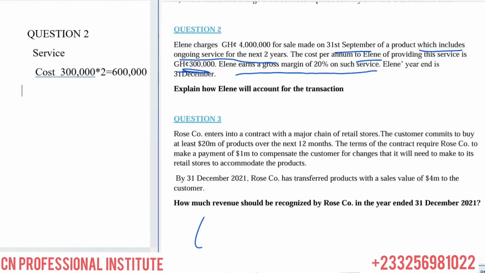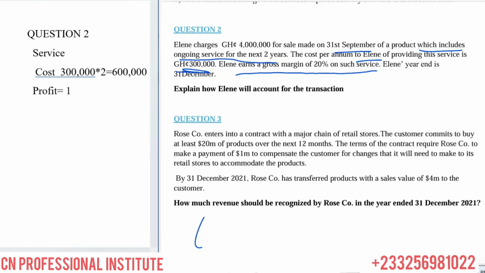How do we get the selling price of the service? We've been given a margin. A margin is not applied on cost. Margin is applied on selling price. So we have to change the margin to markup. If you want to change 20% margin to markup, it will be 20 divided by 100 minus 20. You deduct the top 20 from the denominator. So it will be 20 all over 100 minus 20. And that will give you 1 out of 4.